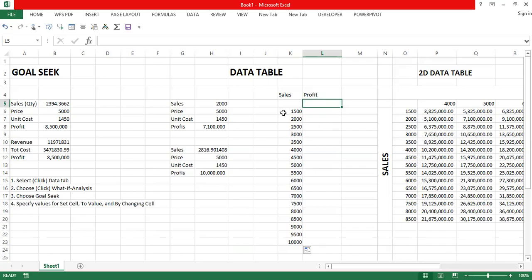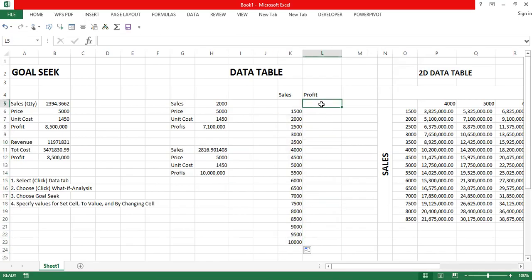Look at the way I've arranged it. You see, I gave a space here, because I'm going to do something at this point here. So I need this space to be there. All right, so let's go ahead. How do you do your data table? After laying out your data like that, how do you decide on these values? It just depends on what is needed. In this case, I decided to start from 1,000 up to 10,000.